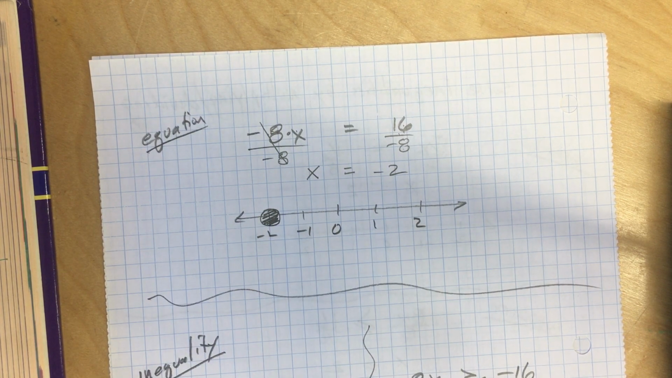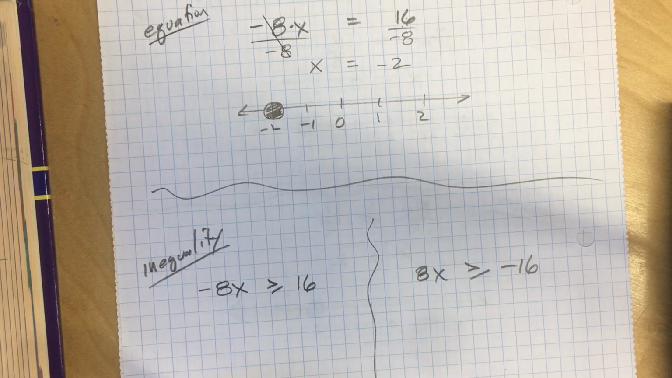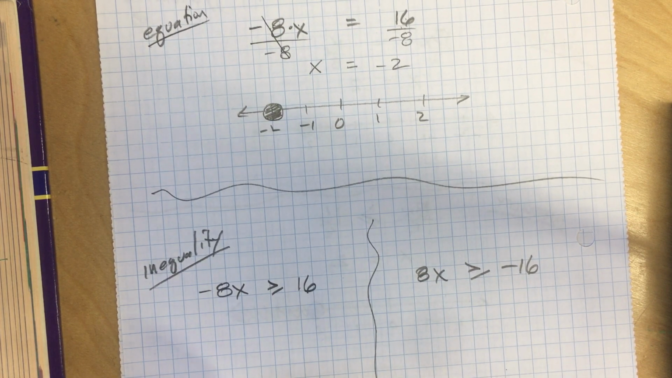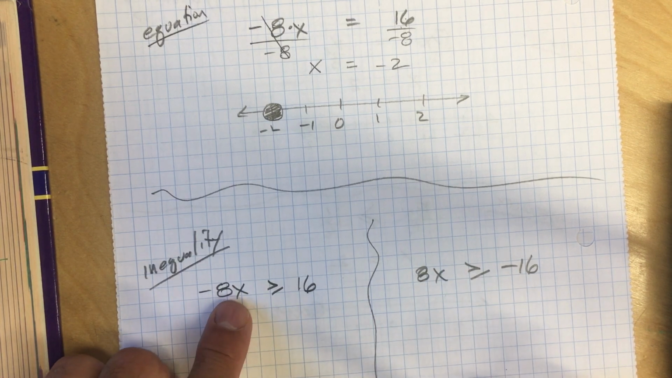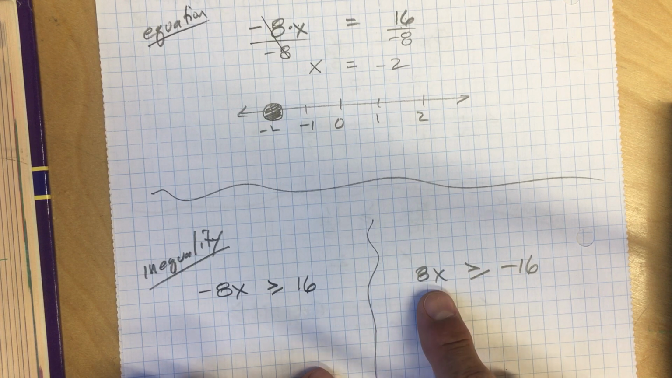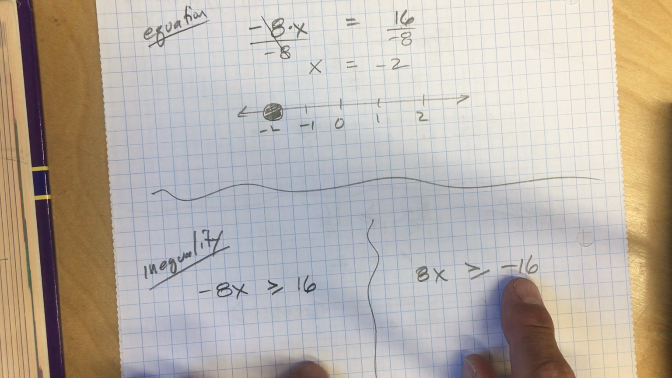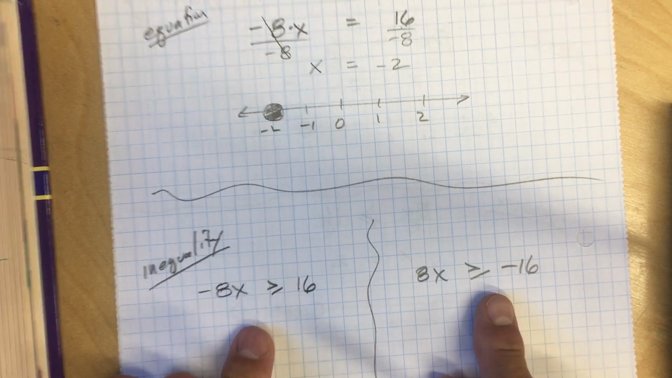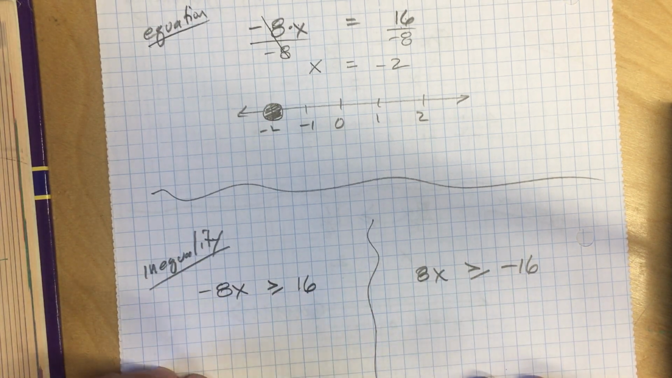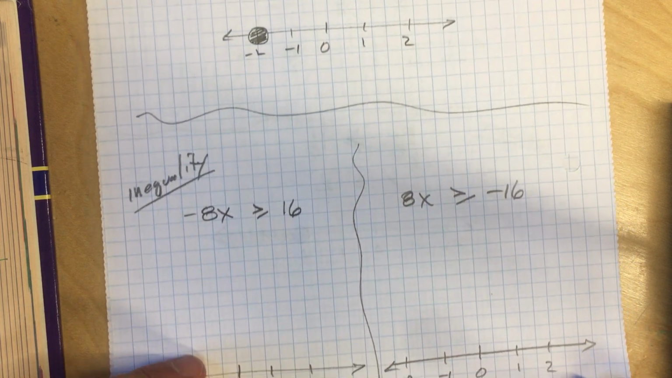Now, let's go down to the inequality. And what I want you to notice are 2 inequalities. This is negative 8x greater than or equal to 16. This is 8x greater than or equal to negative 16. Now, I'm going to solve these together and show you the impact of the negatives. Okay?